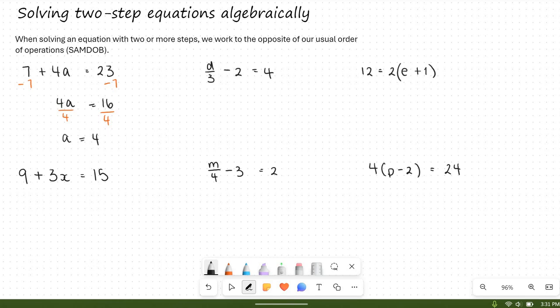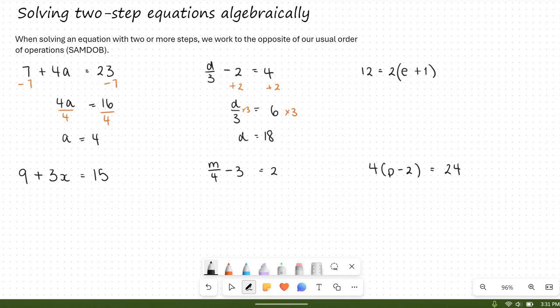For this next one, I am once again going to work as far away from my variable as I can. I'm going to start by adding 2 to both sides, and that will give me d over 3 is equal to 6. And then I'm going to remove that fraction by multiplying by 3 on both sides, which will give me d is equal to 18. Pause the video here and have a go at these next ones by yourself, and then I will go through them.